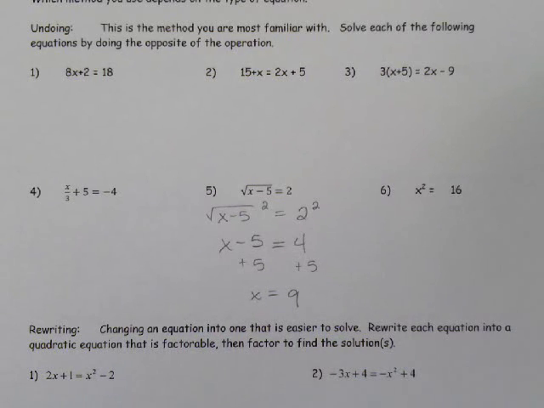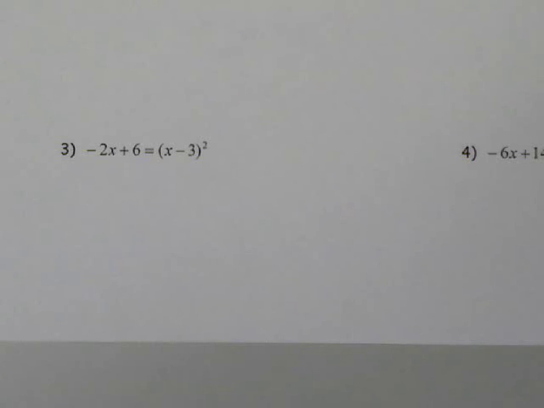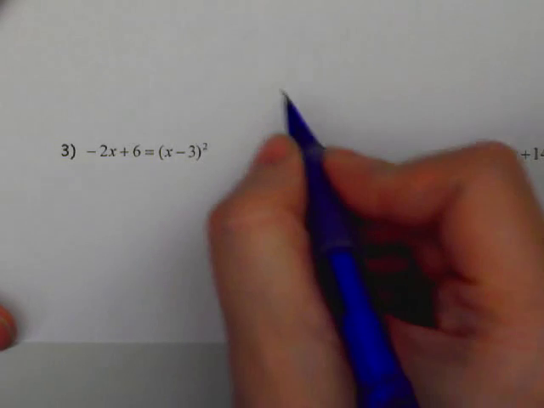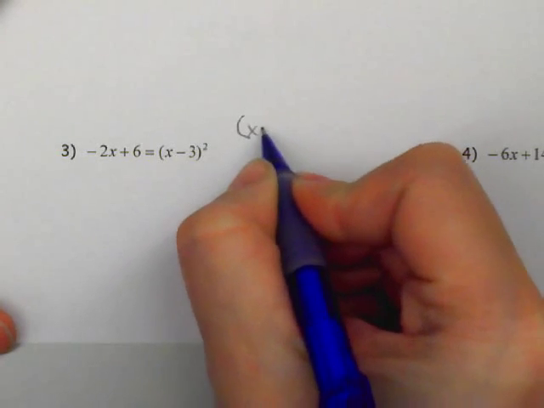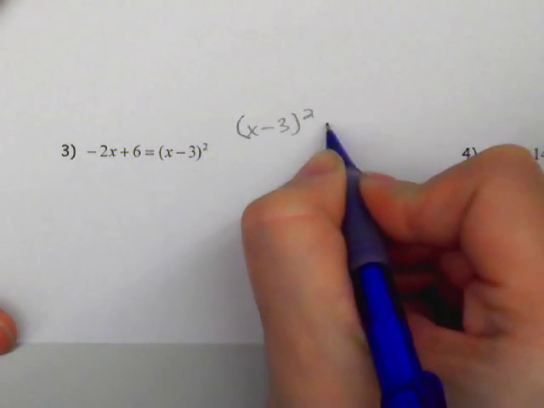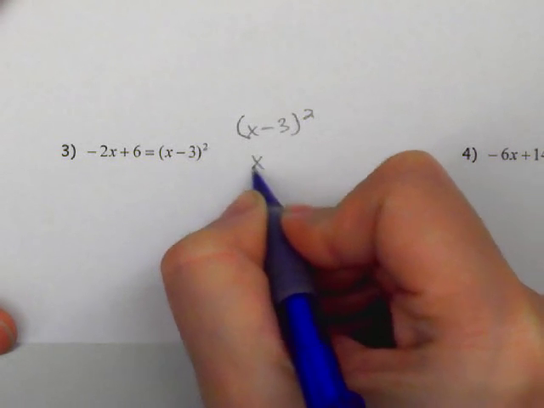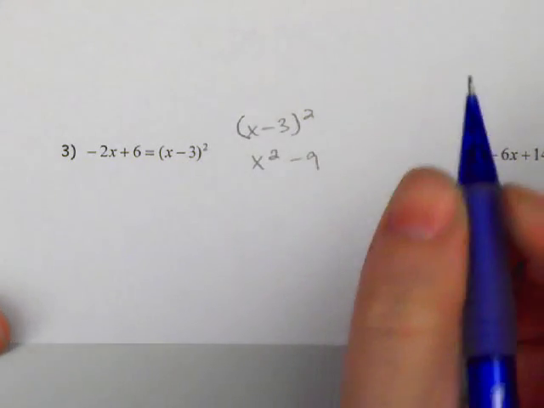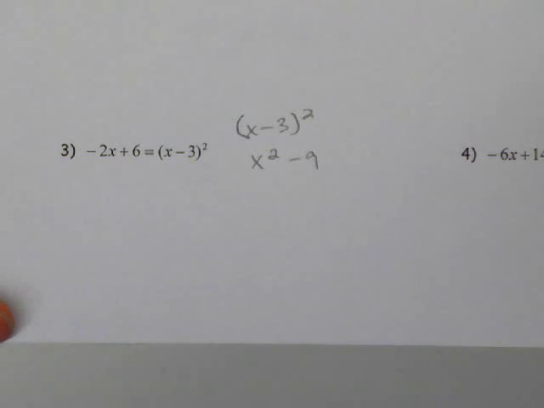Questions on number 5? So that's one of the more basic ones. If you take a look at number 3 on the rewriting section, one of the most common mistakes that I'm going to see is x minus 3 squared becoming x squared minus 9. I haven't seen as much of that error lately, but why is that one not okay?